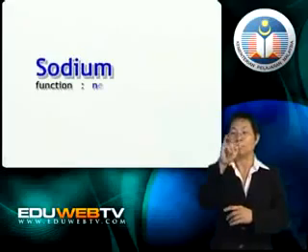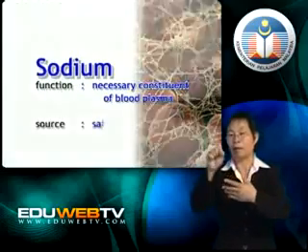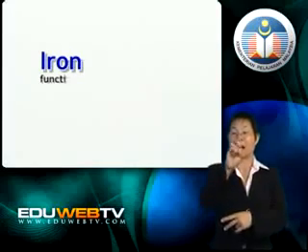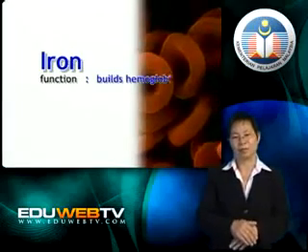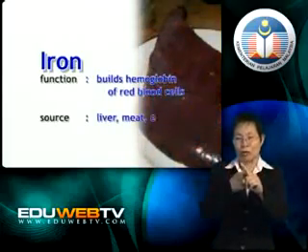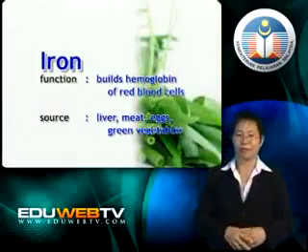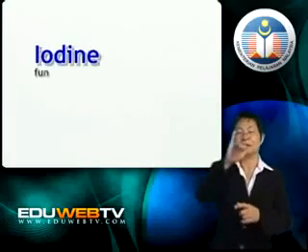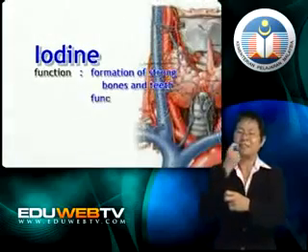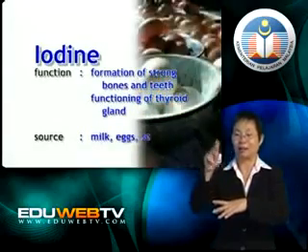Sodium. Function: necessary constituent of blood plasma. Source: salt. Iron. Function: builds hemoglobin of red blood cells. Source: liver, meat, eggs, green vegetables. Iodine. Function: formation of strong bones and teeth, functioning of thyroid gland. Source: milk, eggs, seafood.